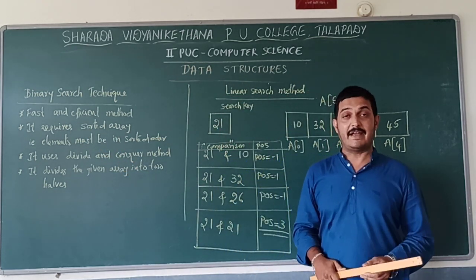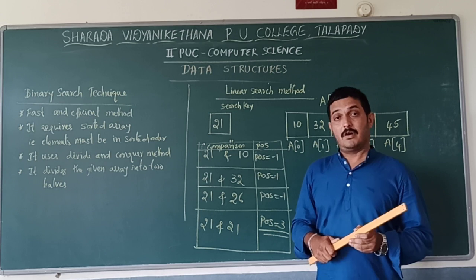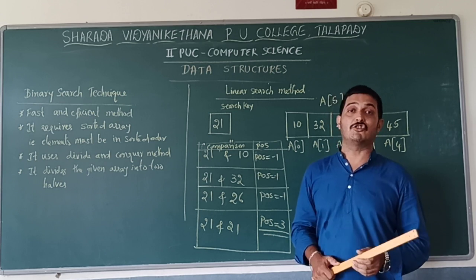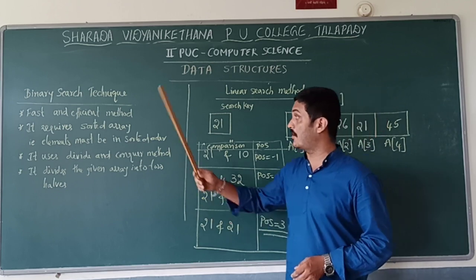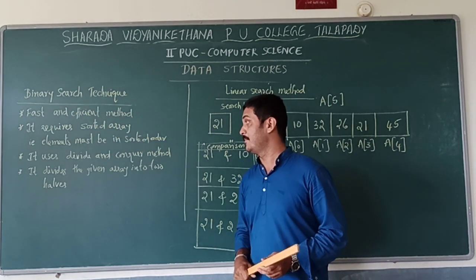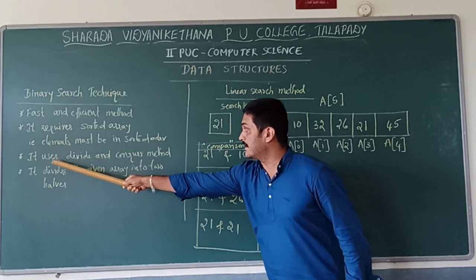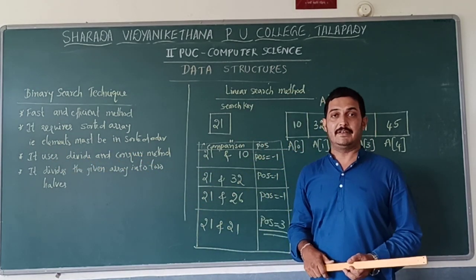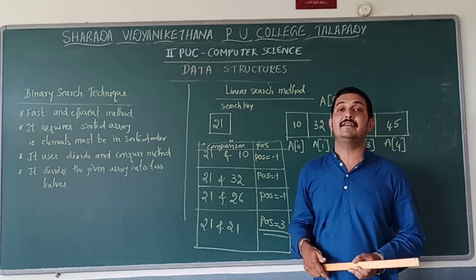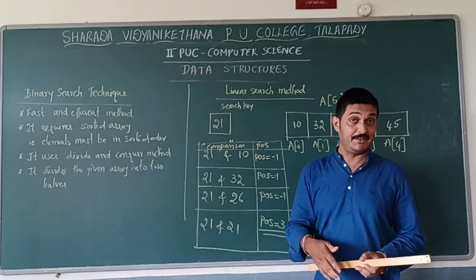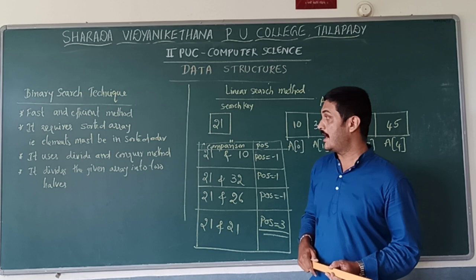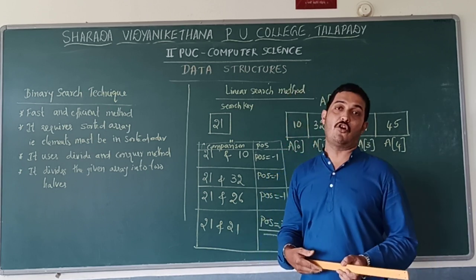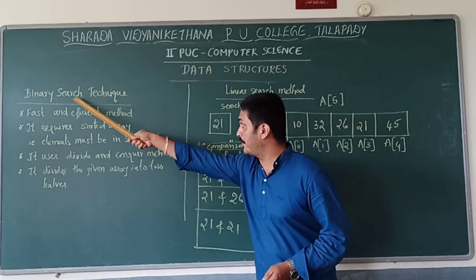To implement binary search, the array elements must be in sorted order. Only then is it possible to implement binary search. Next, it uses the divide and conquer method. What do we mean by divide and conquer? Repeatedly, it divides the given array or table or list into smaller pieces, and according to that we perform the searching operation. Okay, these are about binary search.